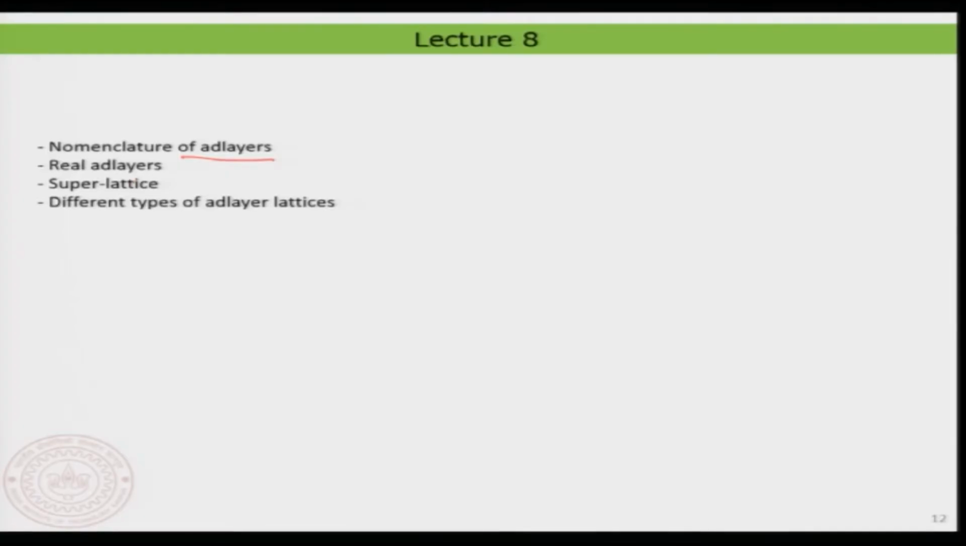And then we will look at something called real Adlayers and something called super lattices, due to the fact that not all atoms are necessarily adsorbing on the same side. You can actually have something called a super lattice, and then finally we will also familiarize the different general classification of the Adlayer lattices.